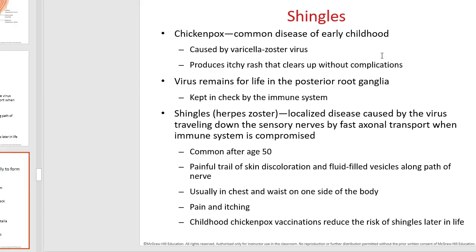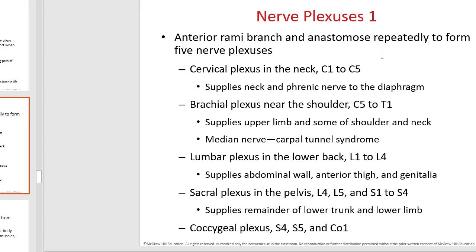So that is shingles. Now, just to go over the plexus again, they break down into different ones. Make sure you know which goes in what, because we're going to get very, very specific with which ones you have to know. So the cervical plexus in the neck, C1 to C5. So I'm going to switch over to another one so that you can see this.